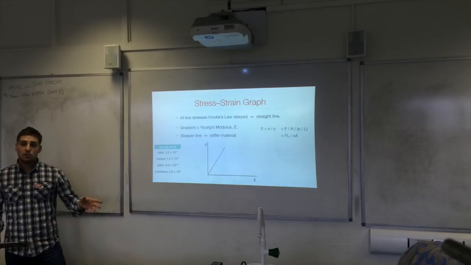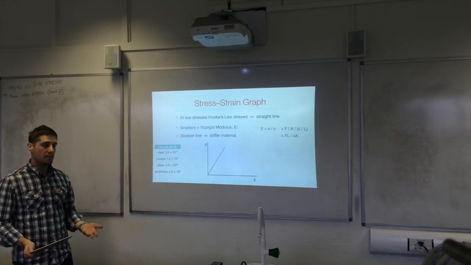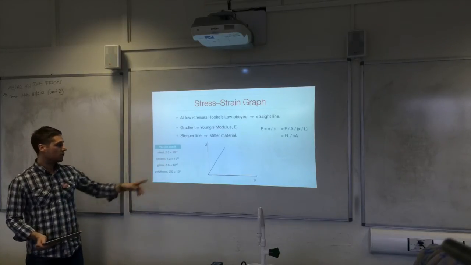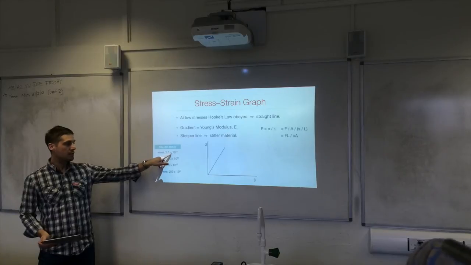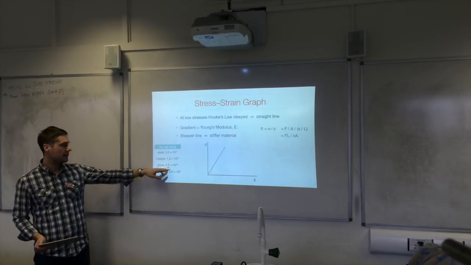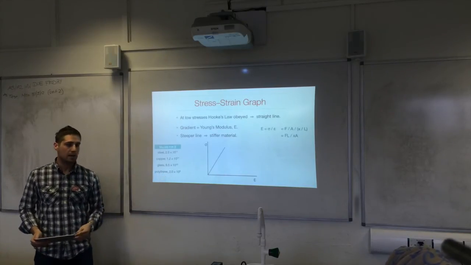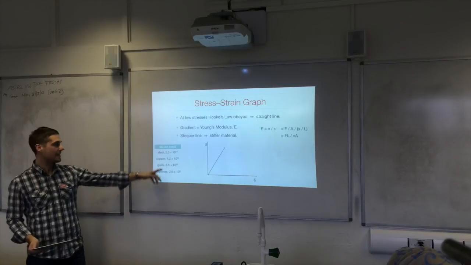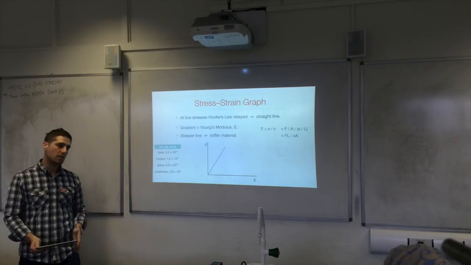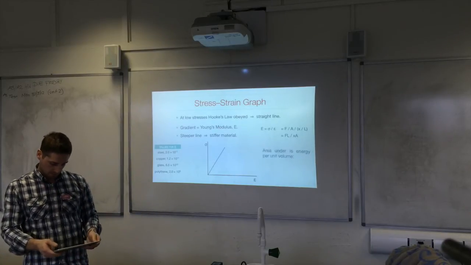Here are some values of Young's modulus to give you some context to the kind of numbers you may be required to calculate. These are all in pascals. Steel has a value of 2 times 10 to the 11, copper 1.2 times 10 to the 11, glass 6.5 times 10 to the 10, polythene 2 times 10 to the 9. So you can see steel has the largest value out of all of them, so it's a stiffer material. Polythene is the least stiff out of all the materials.